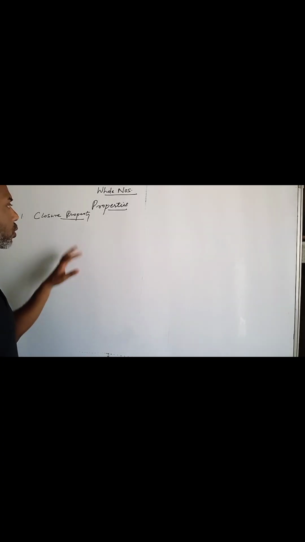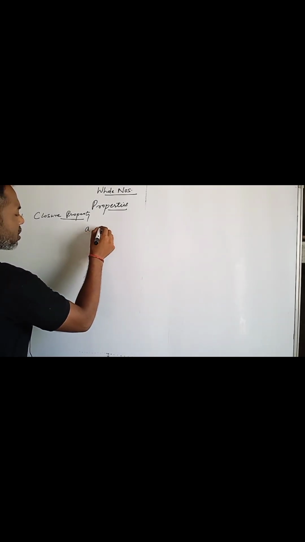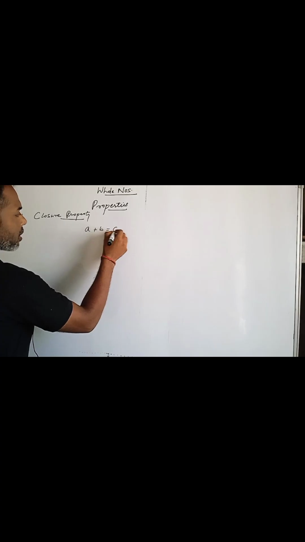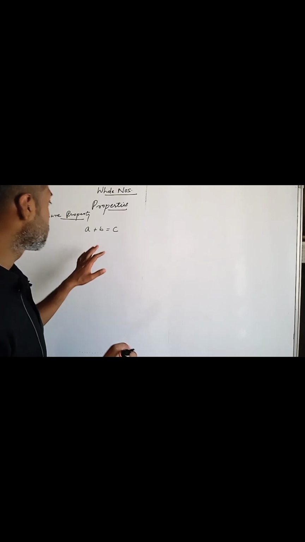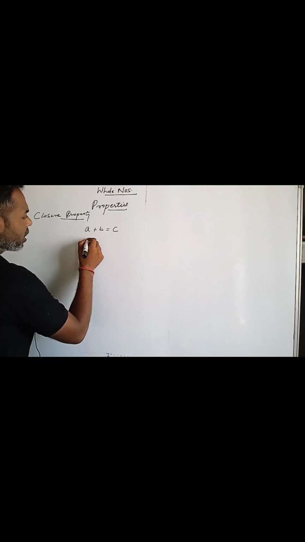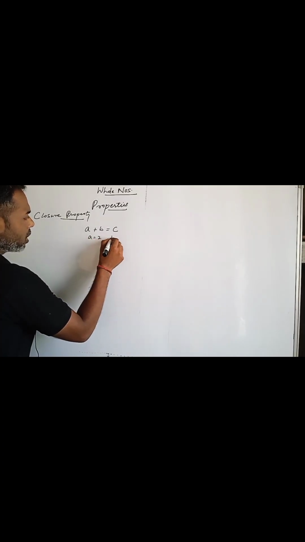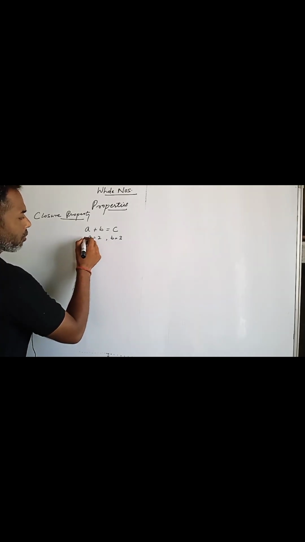So the very first property in the whole numbers we are going to learn about is the closure property. Closure property is saying that when we are adding two whole numbers, the result we will get should be a whole number. So let us learn with an example. If we are taking A as 2 and B as 3, so when we place these values here, what will happen?